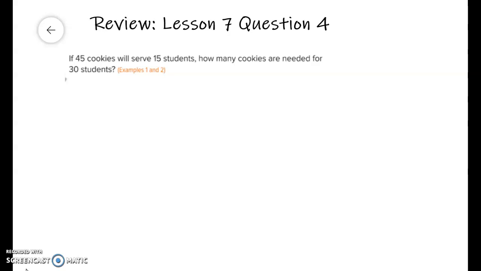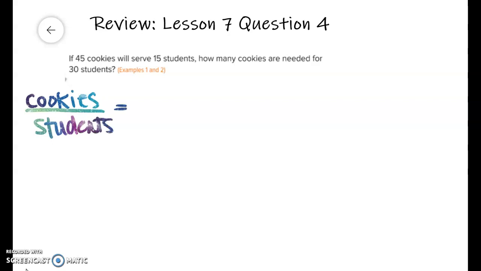Step 1, let's read the question. If 45 cookies serve 15 students, how many cookies are needed for 30 students? Okay, so let's identify what we are comparing. So I would go ahead and identify that we're doing cookies per students. That's what this question is about.